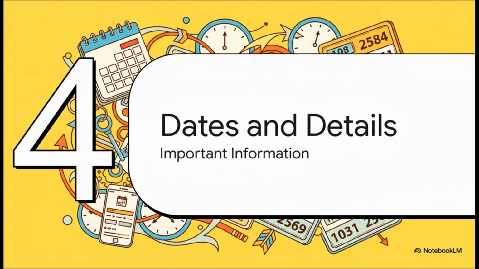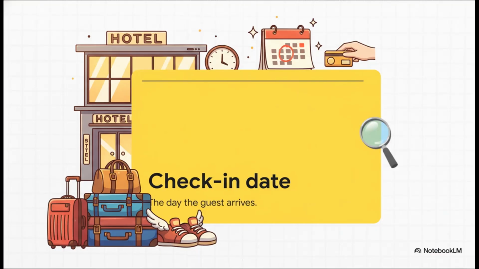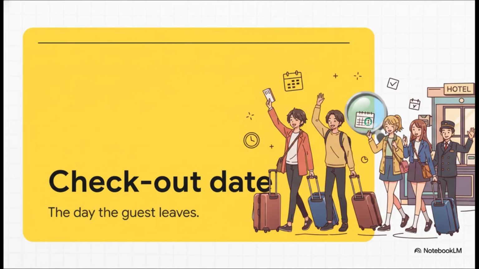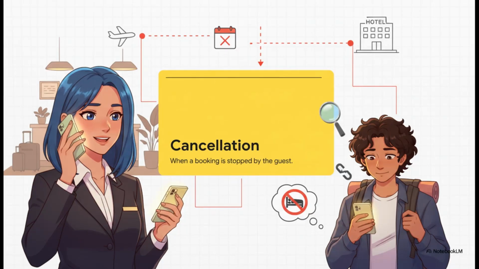This is where we get into the really important information we need to make a booking. First, and this is super important, is the check-in date. What's the check-in date? It's the day the guest will arrive at the hotel. We have to get this right. And of course, the opposite of the check-in date is the checkout date. This is the day the guest plans to leave the hotel. You know, sometimes plans change. A guest might call you to stop their booking. When that happens, we call it a cancellation. It just means the guest isn't coming anymore.